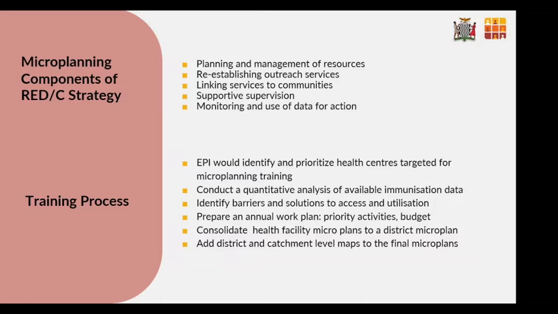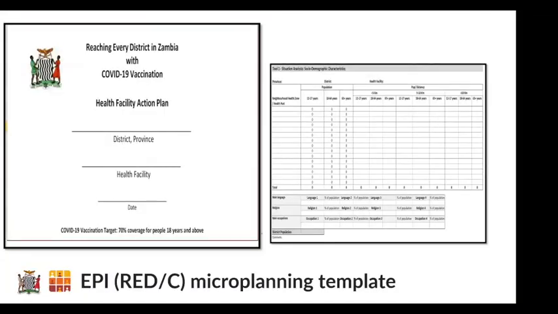What the process also involved was a preparation of the annual plan, priority activities, and also having these work plans costed. And then once we had these health facility micro plans available, they were then also consolidated to the district micro plans. So these were the main processes that we had taken the participants through during the process of the orientation. Next slide. So what you see there is the template for the micro planning. That's the COVID-19 vaccination micro plan, which we had adapted from the routine immunization REDREC micro planning template.